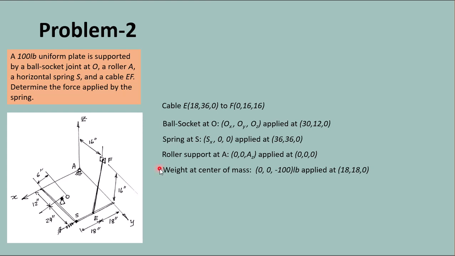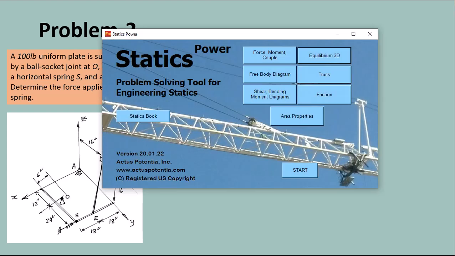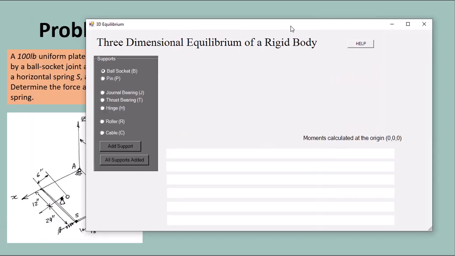The weight at center of mass is -100 because it's downward, and its location is at the midpoint of the plate, which is 18, 18, 0. So now we enter the data.